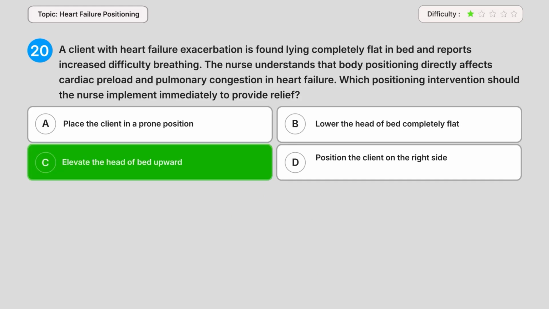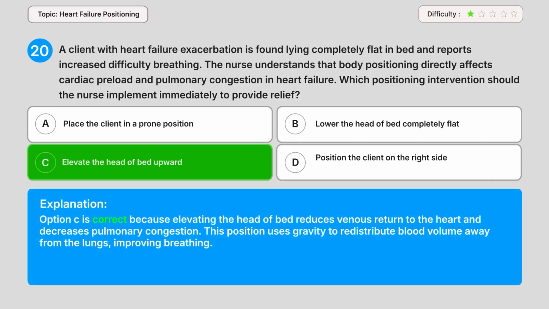Correct answer, C. Elevate the head of bed upward. Explanation. Option C is correct because elevating the head of bed reduces venous return to the heart and decreases pulmonary congestion. This position uses gravity to redistribute blood volume away from the lungs, improving breathing.